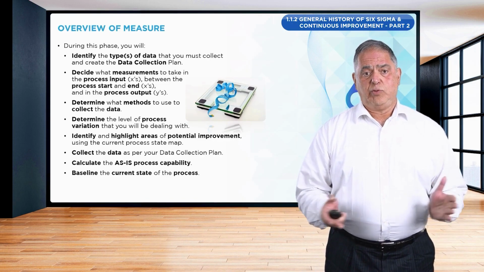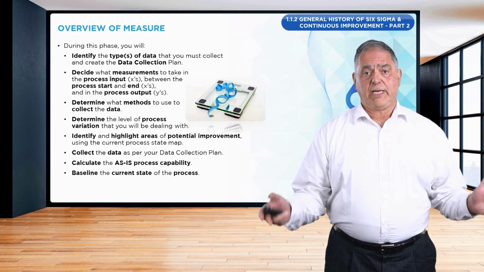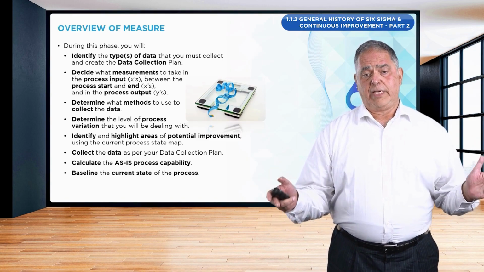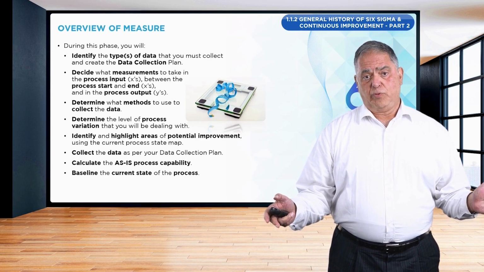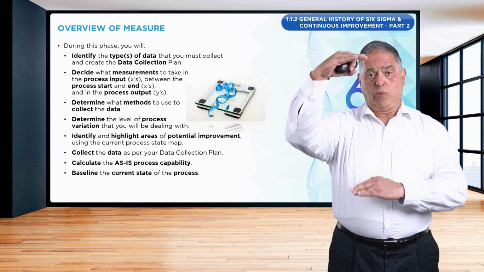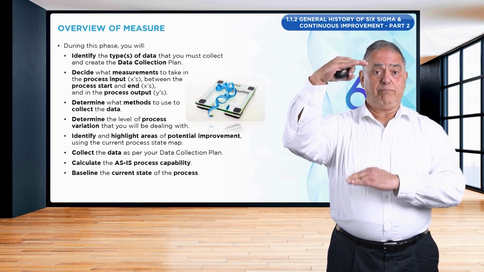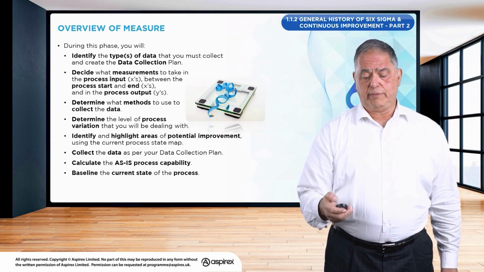The last thing we do during the measure phase is we baseline the current state of the process, and we're going to use this as a yardstick after we improve the process in order to determine by how far we have actually improved it, by how far we have improved the process capability.